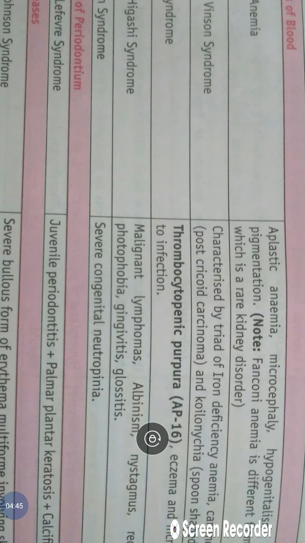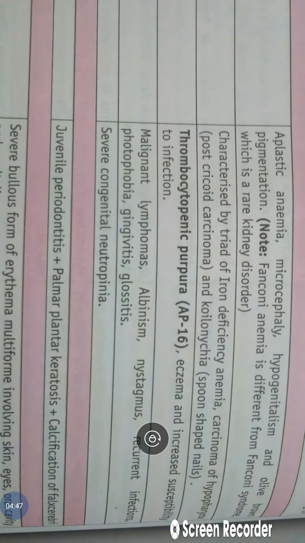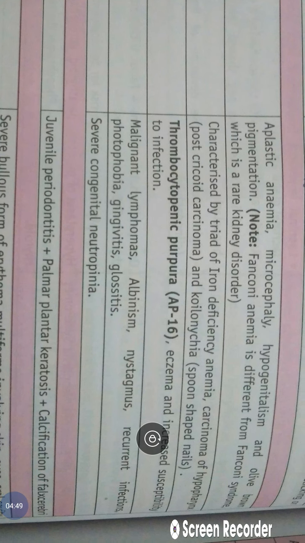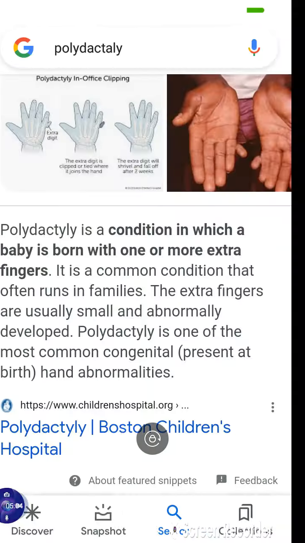Eldritch syndrome is basically a skin disease in which we have, first of all, thrombocytopenic purpura. Do you know what it is? It's basically a low platelet count. Thrombocytopenia, less platelets. So thrombocytopenic purpura. Then we have eczema. Eczema is a type of skin disease.